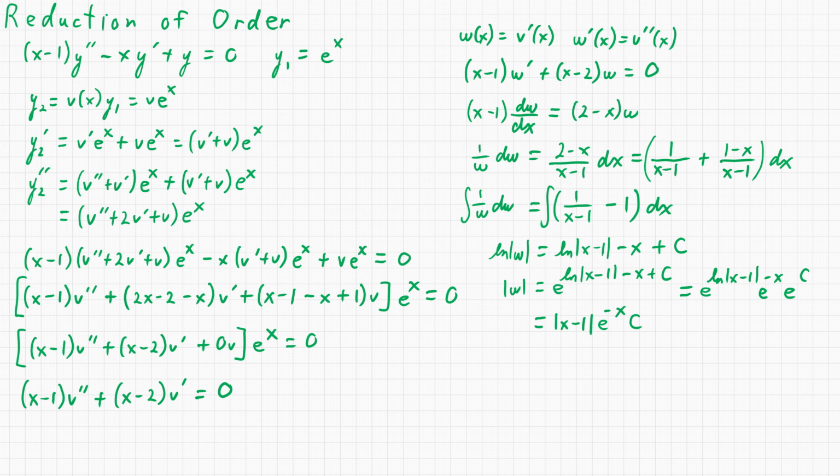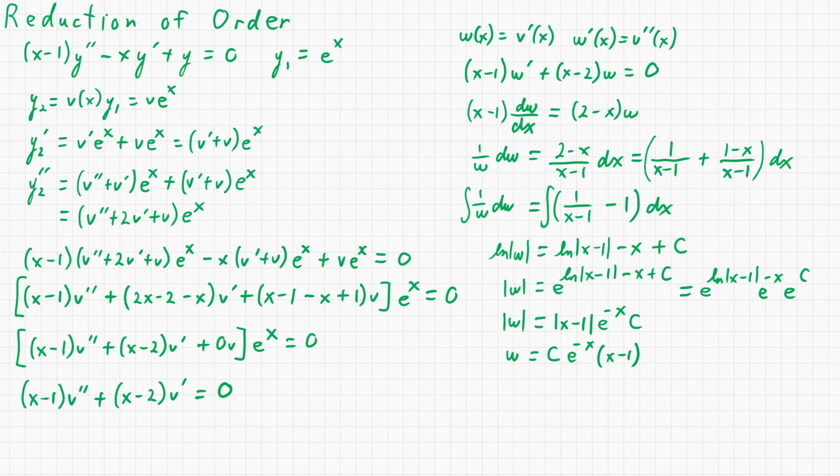And then we still have our absolute value here. We're going to drop that because the c can take care of it. So we end up with w equals, rearranging a little bit, c e to the negative x times x minus 1.